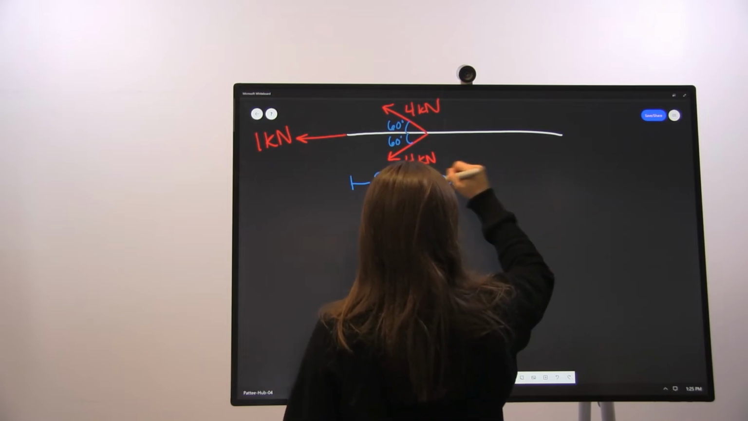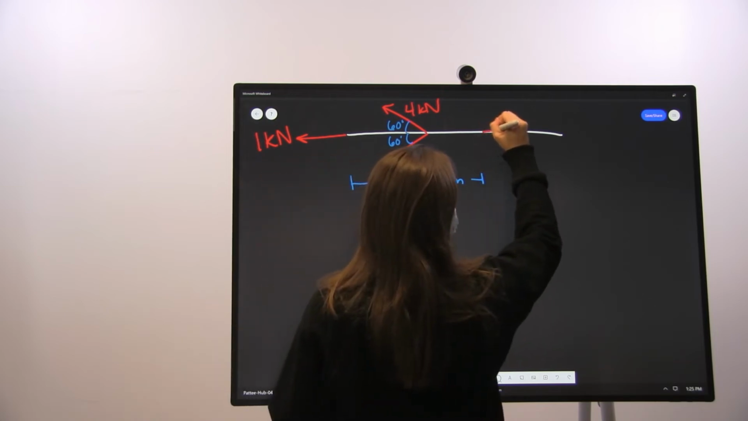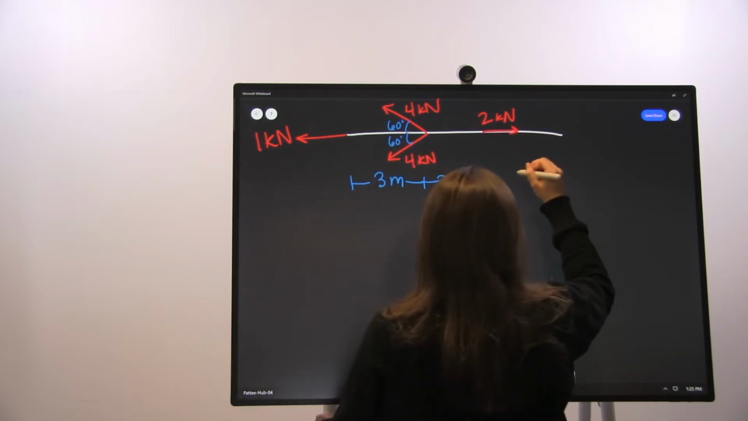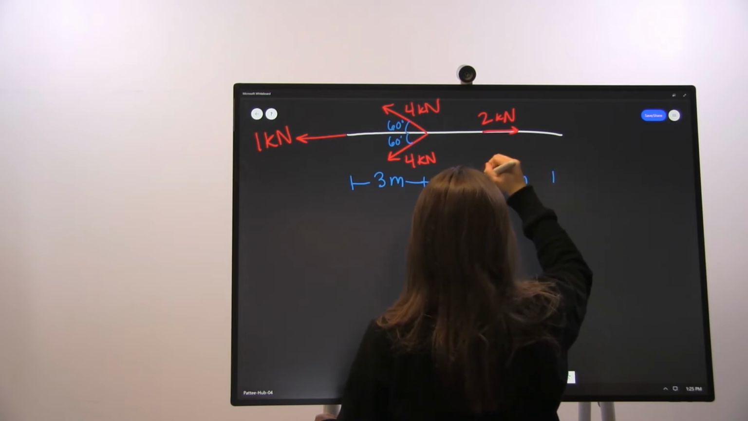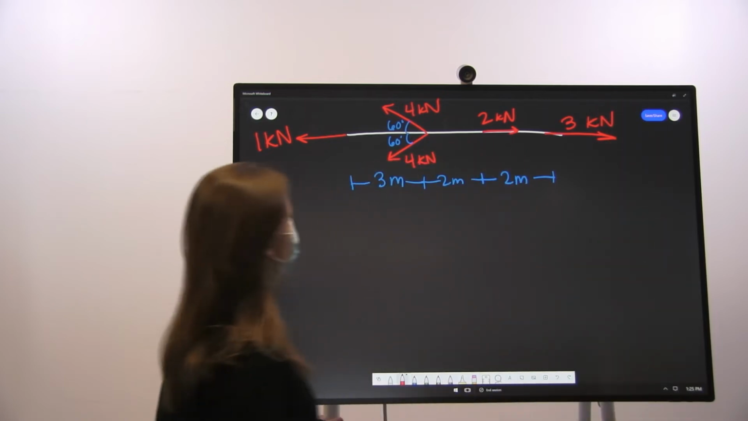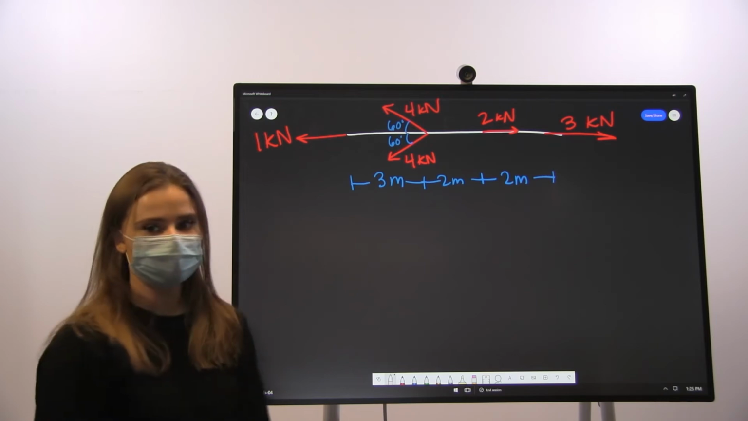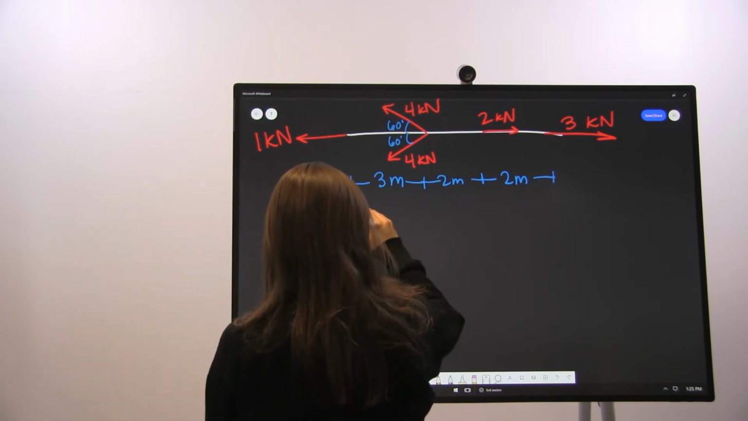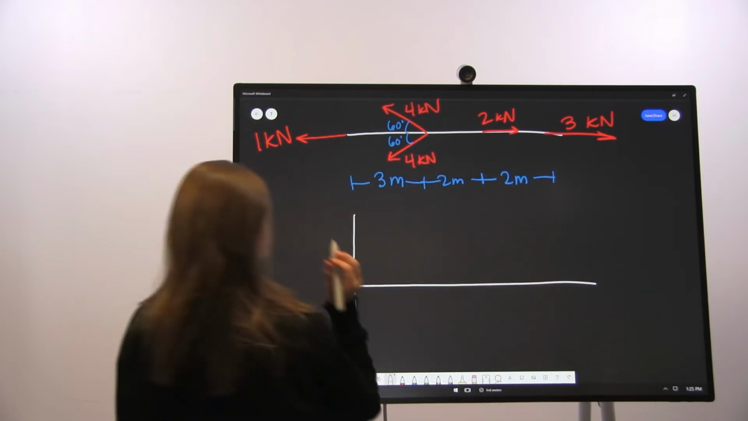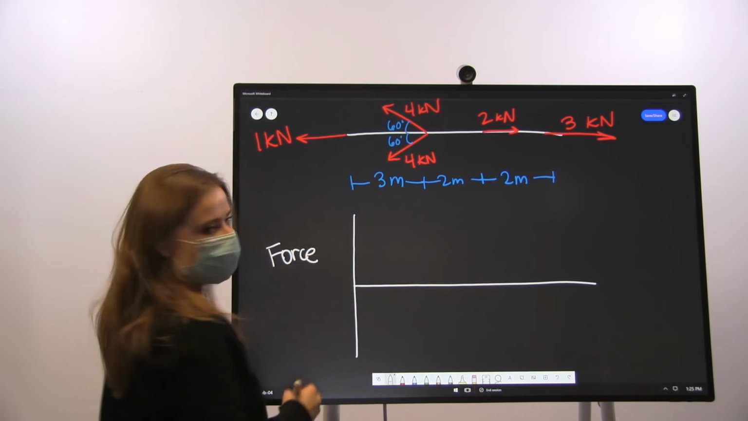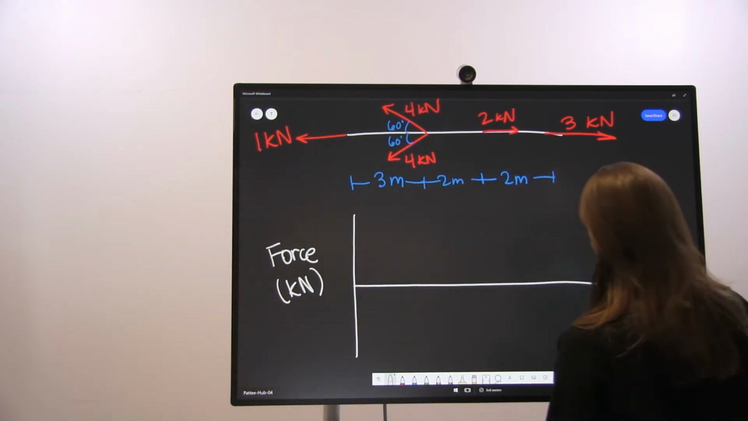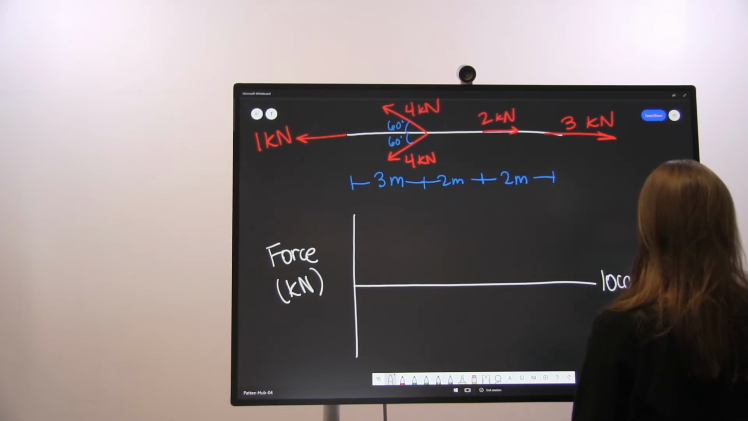We have our force acting this way. This is our 2 kilonewton force. And then finally, another 2 meters away, we have our 3 kilonewton force acting. So this is our free body diagram, and this is what we're going to use to draw the axial force diagram. So we're going to start by drawing our axes like this. And then force is going to be on the y-axis, and that's going to be in kilonewtons. And then on our x-axis, that's going to be the location at which the force is acting on the cable.